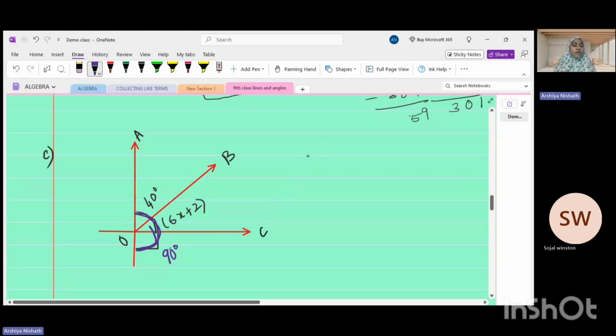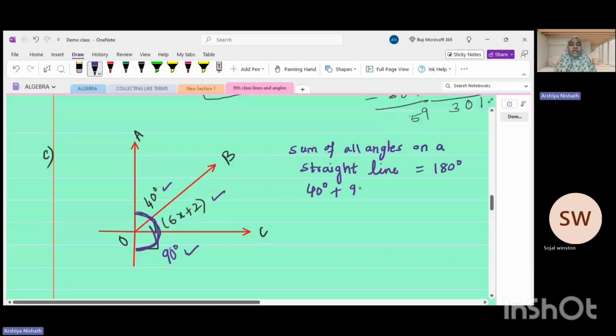Yes. How can we do this problem? We did two problems. You know how we can do it? Simply adding all the given angles. Why are we adding? Because we know it very well now: the sum of all angles on a straight line is equal to 180 degrees. Now what are the angles given? One angle is 40, one angle is 6x plus 2, the other angle is 90. Quickly add it: 40 degrees plus 90 degrees plus 6x plus 2 is equal to 180.